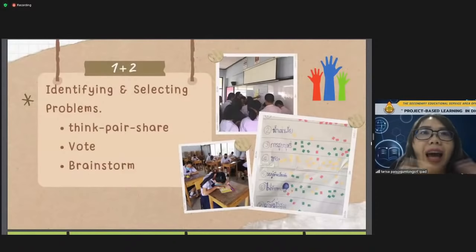Or if your class has a lot of members, you may break out into 2 groups, 2 topics, something like that. And then once you have identified a problem, you have to select it. You can use think, pair, share. You can vote, or you can brainstorm and discuss to select the problem. There are so many ways to do it.